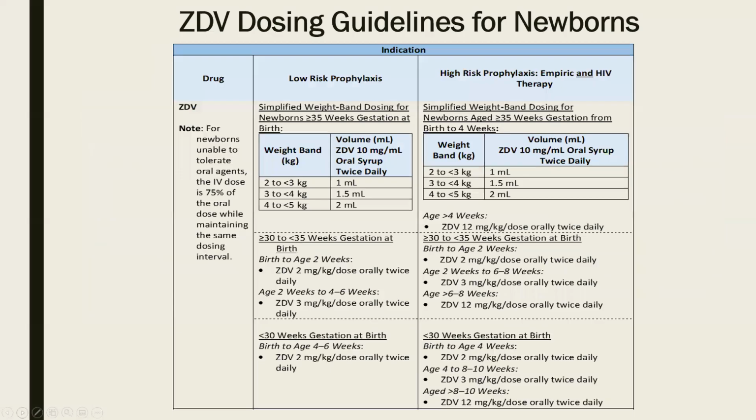HIV specialist. These next couple of slides are just so that you have an idea of the kind of weight band dosing regimens that we have for the 3 drugs I just mentioned. Here is ZDV, or zidovudine, and there's weight band dosing for low-risk prophylaxis as well as high-risk prophylaxis, including empiric HIV therapy. For ZDV, we have plenty of dosing guidelines down to even less than 30 weeks gestational age at birth.